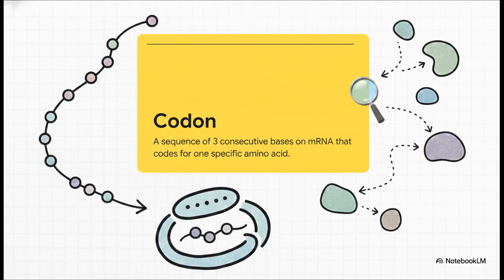A codon is simply a sequence of 3 consecutive bases on an mRNA molecule that forms a single word in this genetic code, representing one specific amino acid. And because we have 64 possible codons for only 20 amino acids, well, do the math. Most amino acids are actually coded for by more than one codon. It makes the genetic code beautifully redundant, or degenerate.